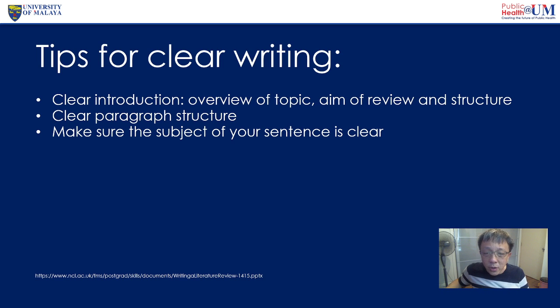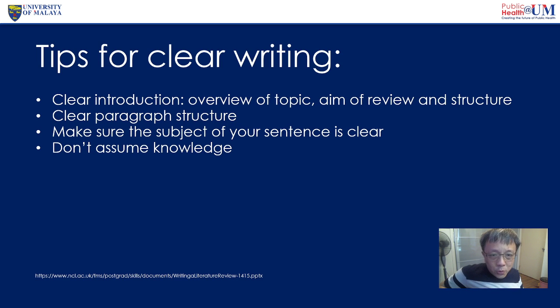Okay, the subject of your sentence is clear. Don't assume knowledge. What do you mean by don't assume knowledge? Don't think people know what you want to say. I don't know what you are thinking. Sometimes a lot of people come back and write something, and I don't know what you're thinking. That's why you must tell me what you're thinking. I cannot read your mind. Okay, I can never read your mind.